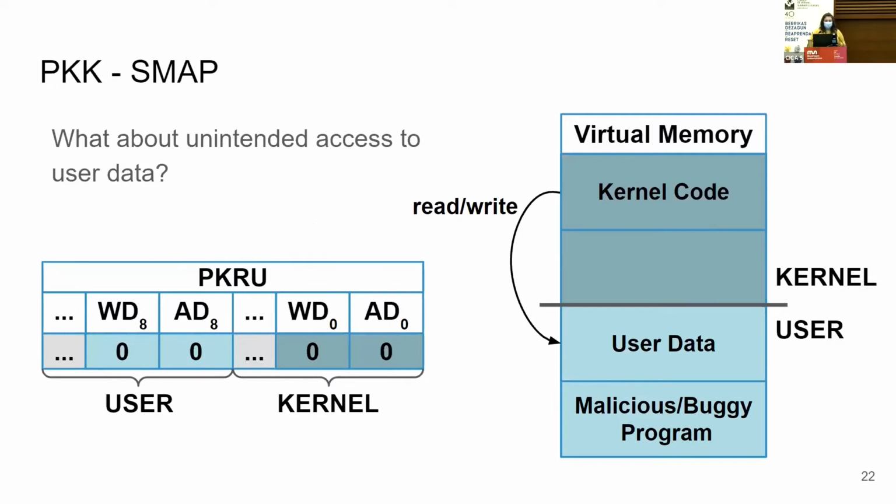So since we split the keys between kernel and user, all we need to do is to set the access disable bit in all of the user keys when we are in kernel mode. This will prevent the kernel from accessing real user data.